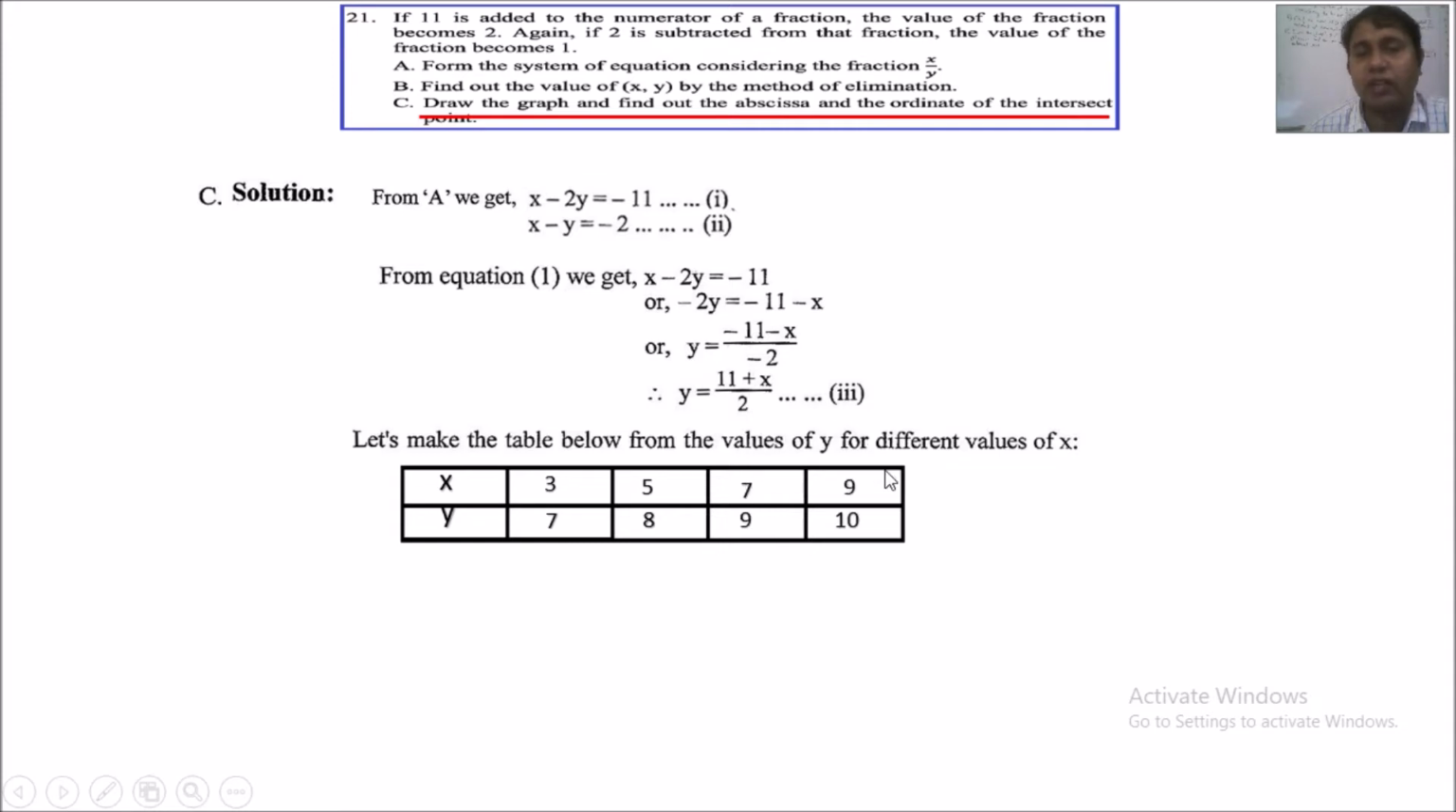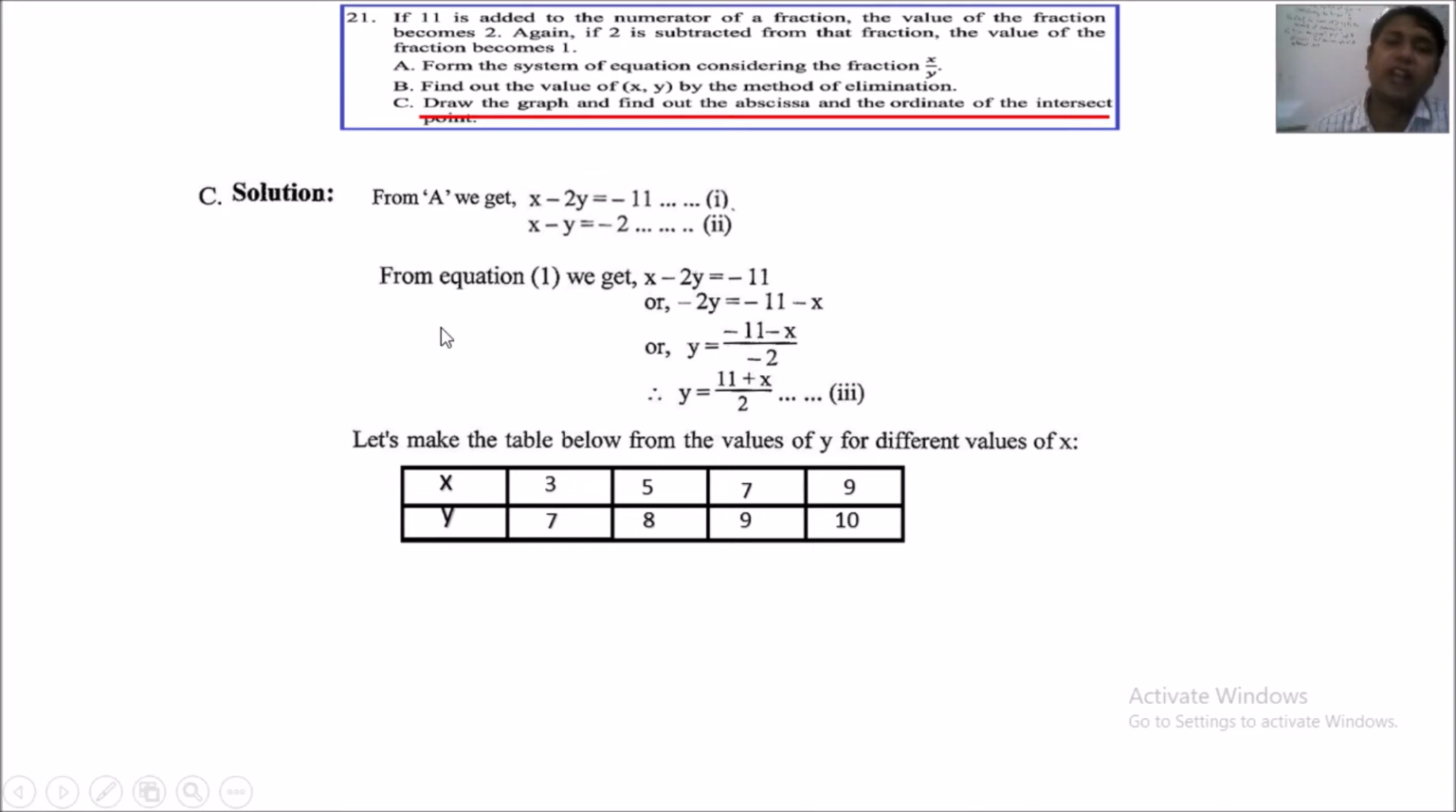The last one we are going to find out. We can take 3 values at least. More if you want, 4, 5, no problem. But at least 3 values we require. So we are going to put the value x equal to 9. So we get 11 plus 9, that equals 20 by 2, that equals 10. So this is the table of y for the different values of x.